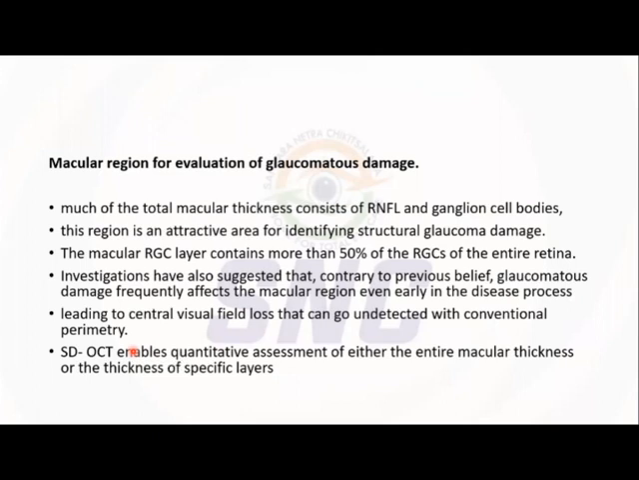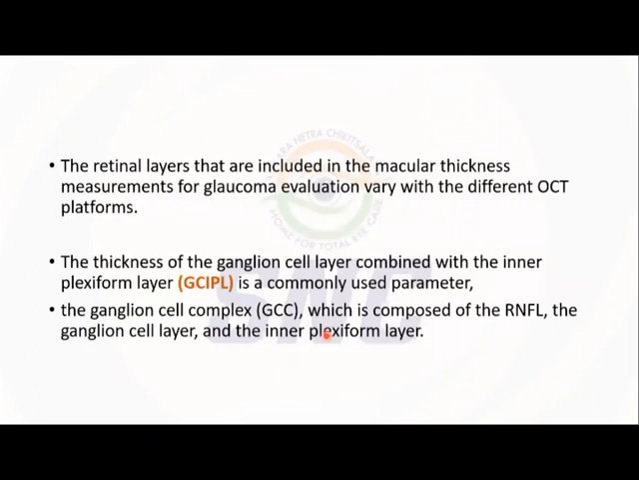Investigations have also suggested that, contrary to the previous belief, glaucomatous damage frequently affects the macular region even early in the disease process, leading to central visual field loss that can go undetected with conventional perimetry. SDOCT enables quantitative assessment of either the entire macular thickness or the thickness of specific layers. The retinal layers included in the macular thickness measurements for glaucoma evaluation vary with the different OCT platforms.